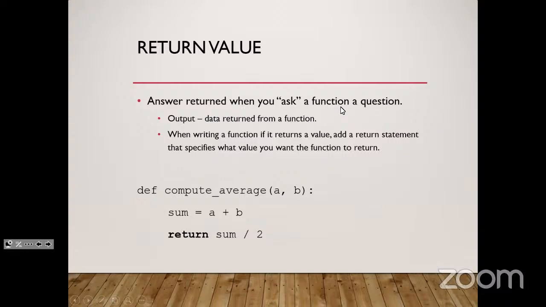So just like when you do an input statement, if you need compute average to return something, then you should put average equals compute average. Does that make sense?